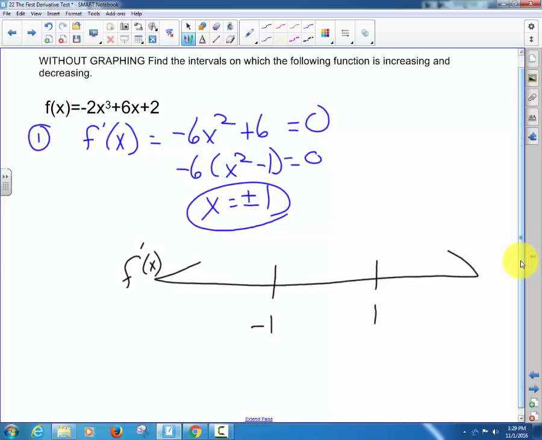Now, remember, we talked about this yesterday. We know that the derivative is 0 at these two places, at -1 and +1. And we know that everywhere between here, the derivative is either positive or negative. It can't be positive sometimes and negative sometimes. Why can't it change in there between these two? That's right. If it went from positive to negative, it'd have to be 0 in there somewhere.